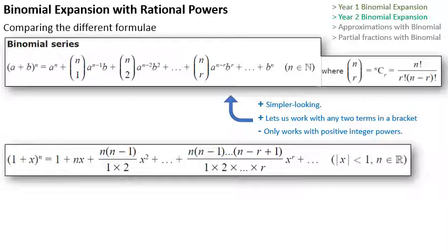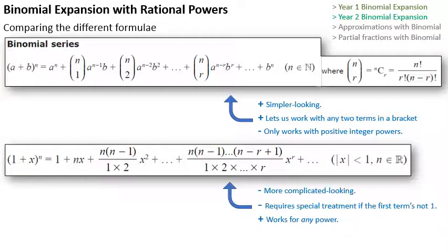So it's a handy one to have when you've got positive integers, but if you're stuck with negative integers or you're dealing with fractions of any sort, you're going to need to work with this second one. Now, it is more complicated looking. It's got fractions involved, and we've got to interpret the n-1 brackets on the top. Also, it requires special treatment if the first term is not 1. We have 1 plus x to the something. Now, we are going to cover how to deal with that, and it's not hugely complicated.